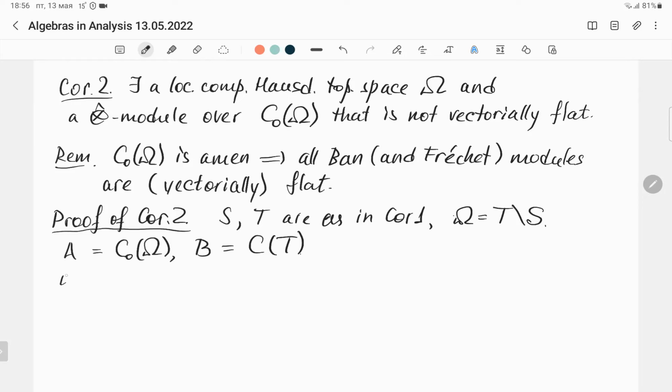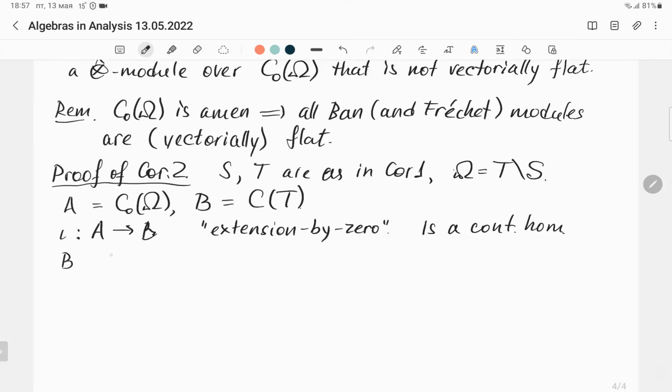We have a homomorphism iota from A to B, which is defined as extension by 0. So if you have a C0 function on omega, we can extend it trivially to the whole of T, and it's easy to see that the resulting function will be continuous, and iota is a well-defined continuous homomorphism. So we see that B becomes a topological A-module. The action of A is determined by iota. And I claim that B is not vectorially flat.